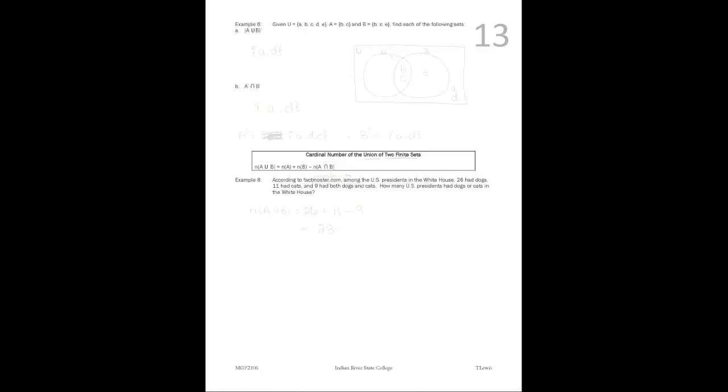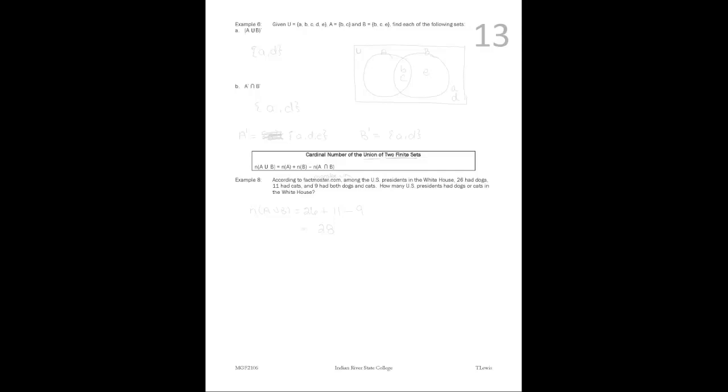It says, given the universal set U, which is equal to {A, B, C, D, E}, and set A is equal to {B, C}, and set B is equal to {B, C, E}, find each of the following sets. Could you draw, let's think about this for a second. Could we draw a Venn diagram given, well, we can. I want us to draw a Venn diagram with this information.